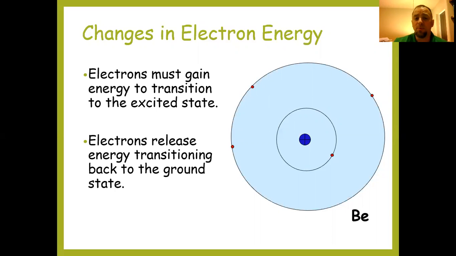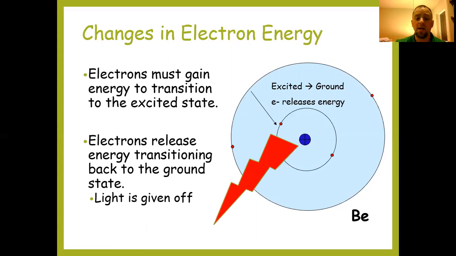The opposite then happens when it releases that energy. That electron releases that energy in some wavelength, some radiation, and so it moves back down to the ground state, where it does not have additional energy. So moving from the excited state to the ground state, that electron releases that energy, and light is given off. If it's in the visible light spectrum, we're able to observe the light that is given off from that electron.